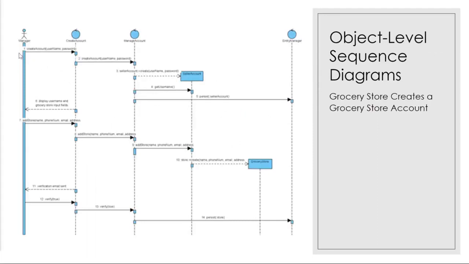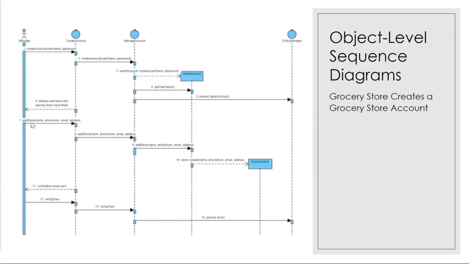Once a manager requests to create an account, he will pass through the username and password. Username and password will go to the manager account control. And then that control will create a seller account and initialize the username and password. And then this control will get the username from the seller account, and it will also persist the seller account, so it saves into the entity manager. And then it will display the username and grocery store input fields.